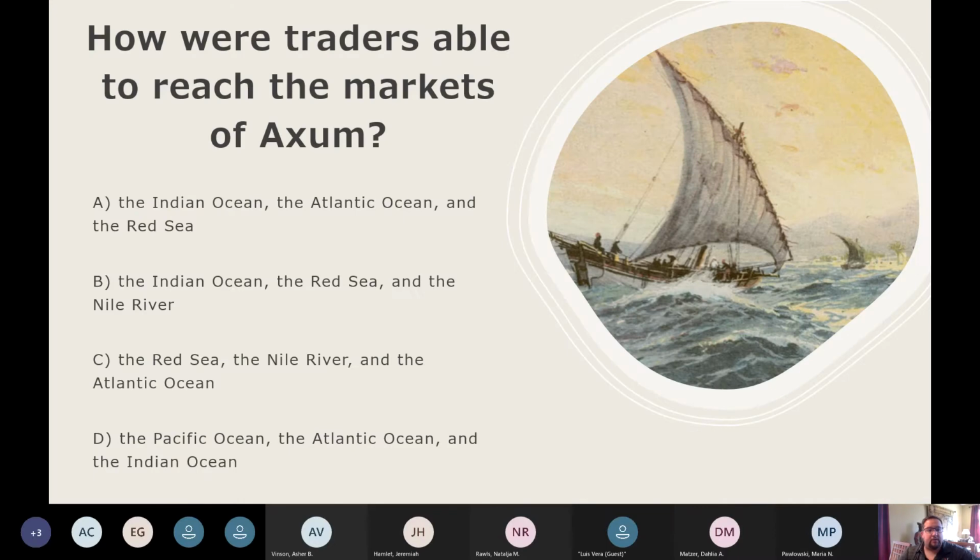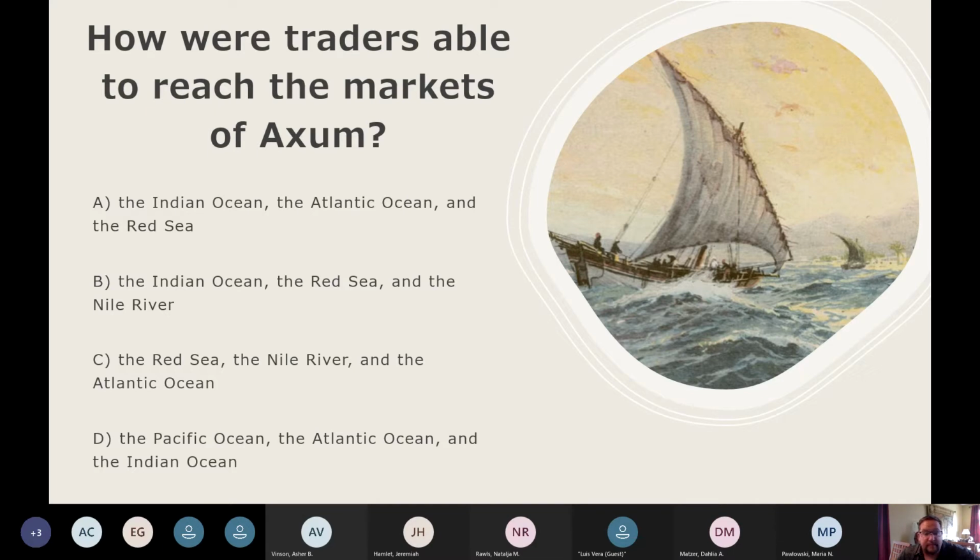And how were traders able to reach the markets of Axum? How did they get there? The Indian Ocean, the Atlantic Ocean, and the Red Sea. The Indian Ocean, the Red Sea, and the Nile River. The Red Sea, the Nile River, and the Atlantic Ocean. And the Pacific Ocean, Atlantic Ocean, and the Indian Ocean. That one might be a little tricky if you're not looking at a map. Rhea, what do you think?